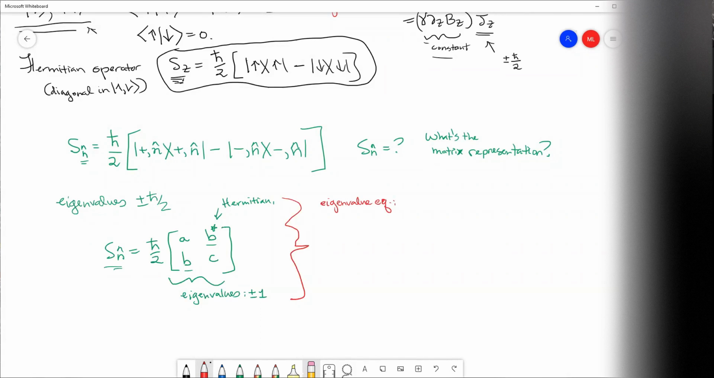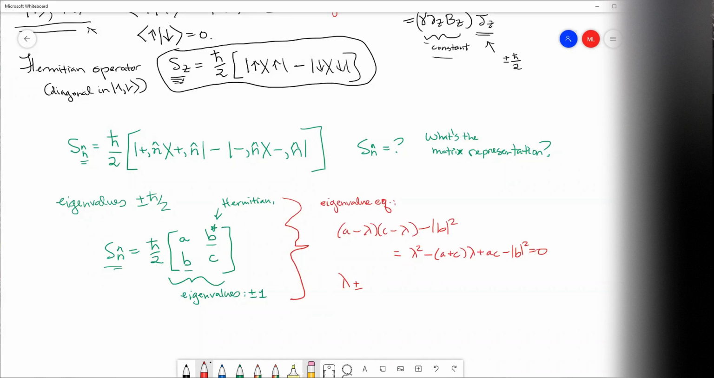And that's just a minus lambda, c minus lambda, minus magnitude of b squared. We can expand this out. You get lambda squared minus (a plus c) lambda plus ac minus b squared, that's equal to 0. And then you know that there's going to be two roots, lambda plus or minus, it's a quadratic equation.